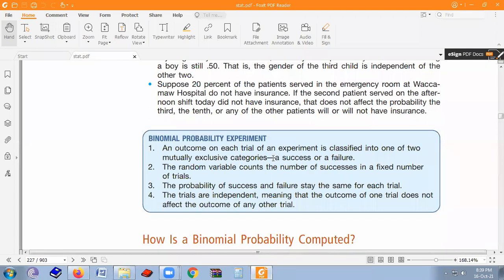For example, if you want tail, then our success will be tail. If you want the number of students who fail in the examination, then our success will be the number of students who have failed in the examination. So this is only a category. What you want is called success, and the other one is called failure. And number two, the random variable counts the number of successes in a fixed number of trials. So the number of trials must be fixed, and the random variable is the number of successes, how many successes come in the experiment.